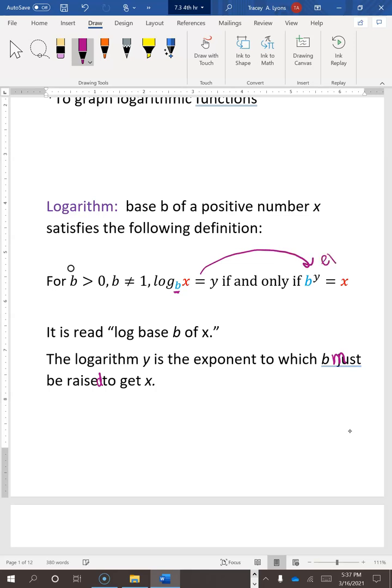What happens is the base of the log gets swung over and it becomes the base of the exponent. So this expression gets rewritten like that one: b to the y equals x. It's read log base b of x on the left side. The logarithm y is the exponent to which b must be raised to get x.